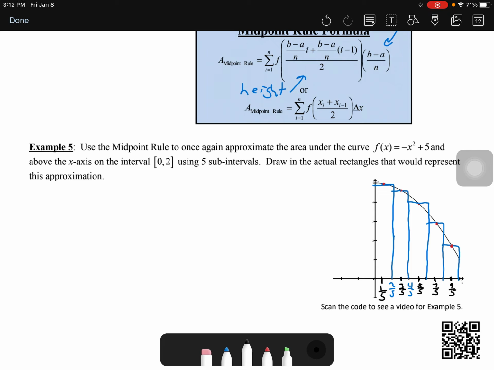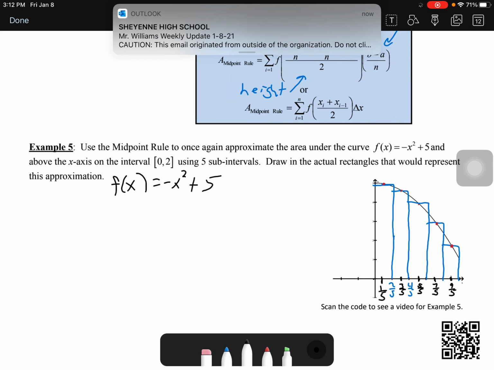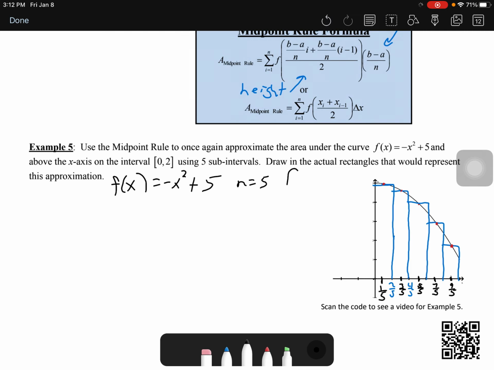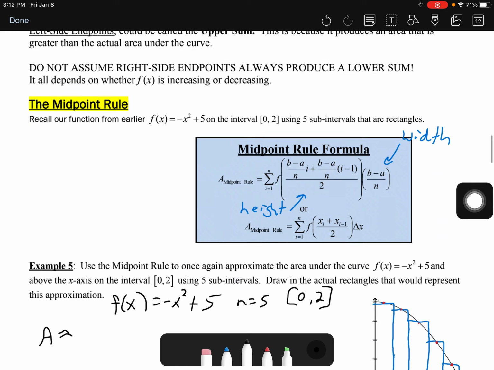So now, since we're working with this function, f of x is equal to negative x squared plus 5, and we know that we have n equals 5, and from 0 to 2, that's all of our important information. So we know that our width, again, is going to be 2/5. When we do our area here, we're not going to do it with the sigma notation, we're just going to do this physically, just the 5 numbers, and add them up like what we did up here in these examples. We're just going to grab the correct function values.